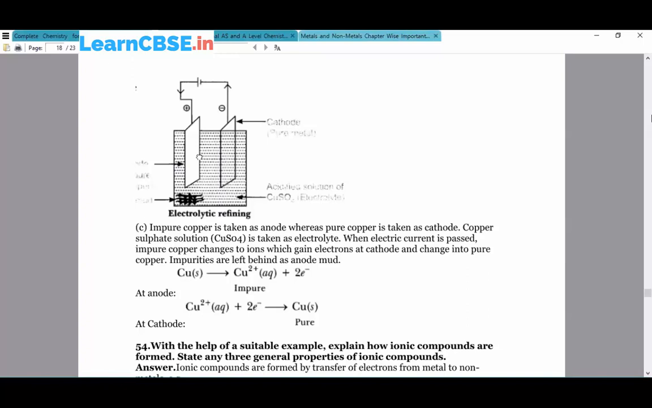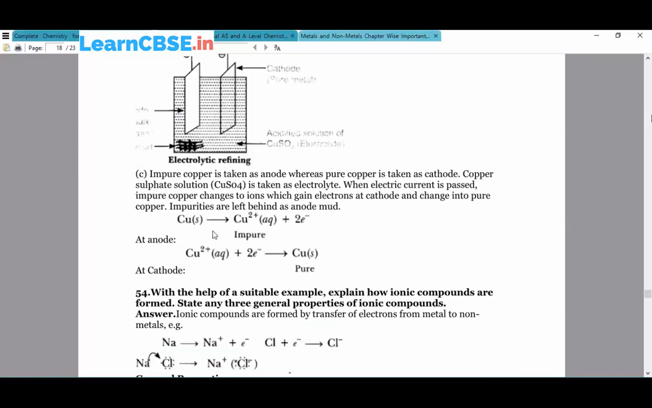The impurities which are associated with the impure copper metal will settle down. These impurities mainly contain selenium, gold, silver, etc. Here at the anode, what will happen? The copper in the impure one will be oxidized. Oxidized means the loss of electrons takes place. The two electrons it lost and it becomes Cu2 plus.